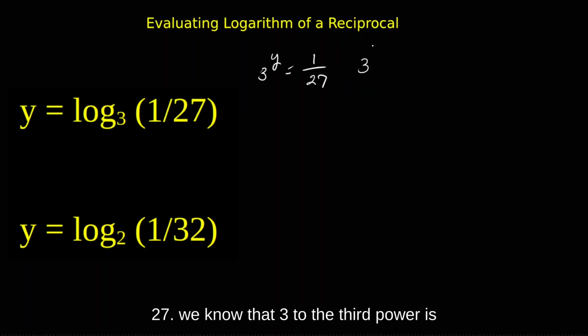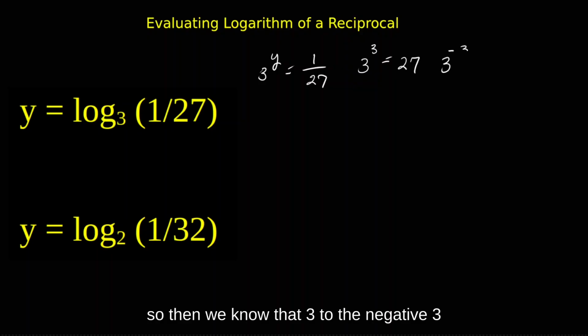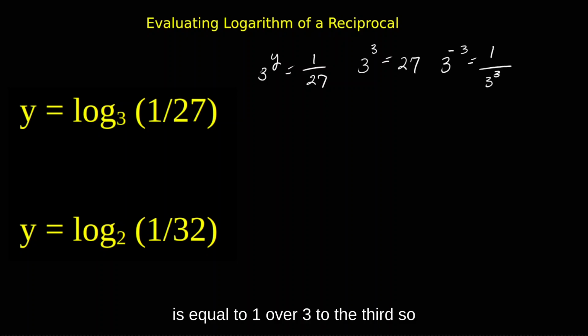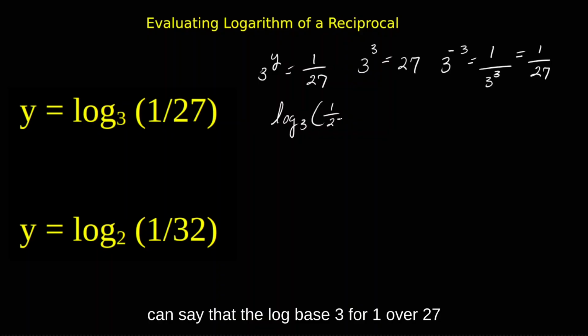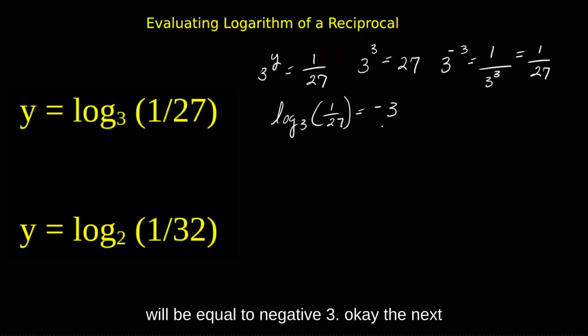We know that 3 to the third power is equal to 27. So we'll take the reciprocal. Then we know that 3 to the negative third is equal to 1 over 3 to the third. So that's equal to 1 over 27. Therefore, we can say that the log base 3 of 1 over 27 will be equal to negative 3.